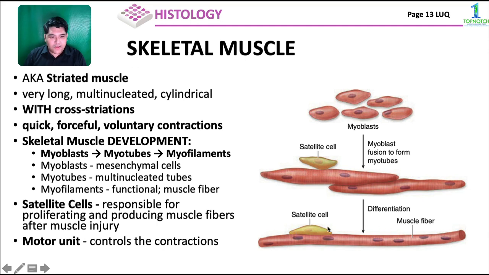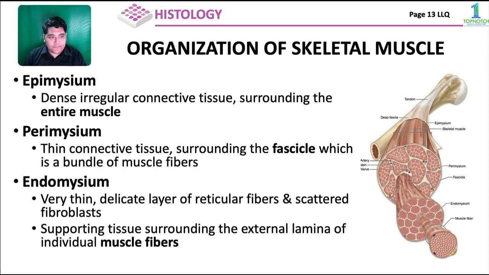Now here, noteworthy to say, your satellite cells. They are responsible for proliferating and producing muscle fibers after muscle injury. Okay, going back, your motor unit controls the contractions. Again, myoblasts, myotubes, and then myofilaments. Satellite cells are the ones that replace, or are responsible for, the production of your muscle fibers after muscle injury.